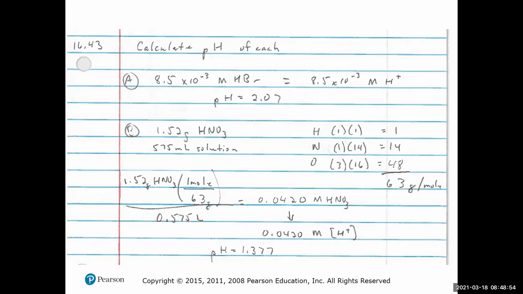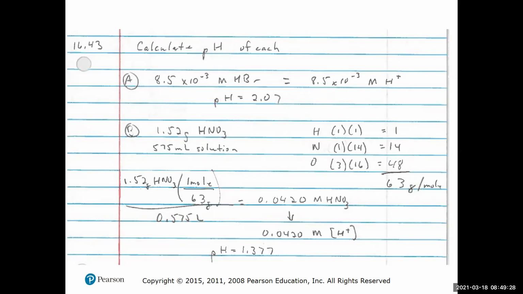So in the first one, we're told HBr is there at 8.5 times 10 to the minus 3 molar. So to find out what the pH of that solution is, since it's a strong acid, we simply take minus the log of that value to find the pH. So if we go ahead and do minus the log of 8.5 times 10 to the minus 3, we get a value of 2.07.